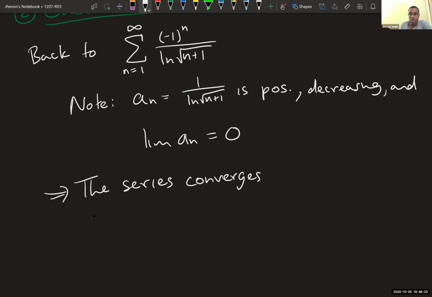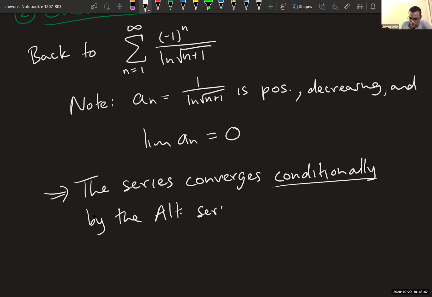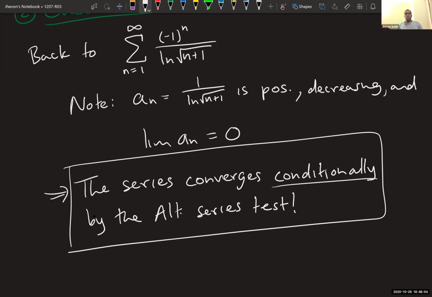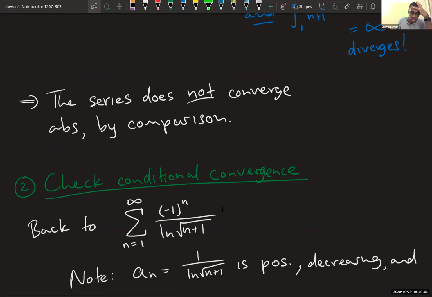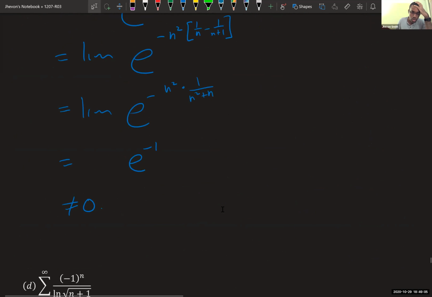Therefore, the series converges. And now I can classify it conditionally, by the alternating series test. It's also possible at this stage to find that even this didn't work out, it diverged, in which case you would conclude that it diverges. But yeah, this is an example of a problem where we have to go through all the steps.